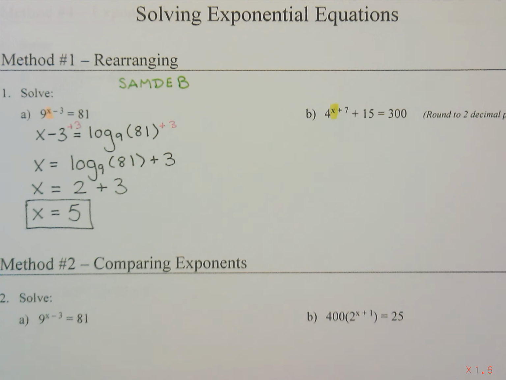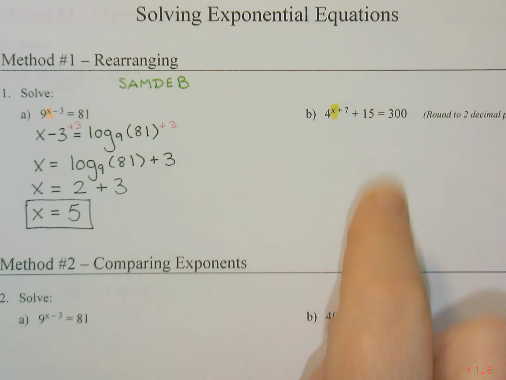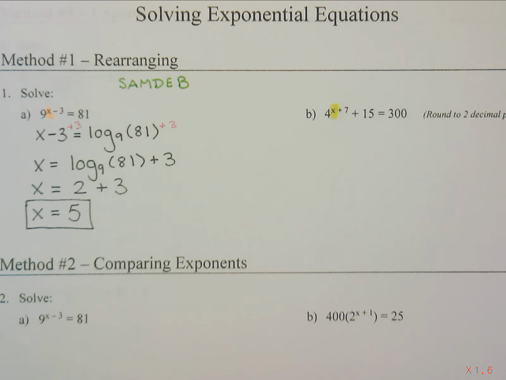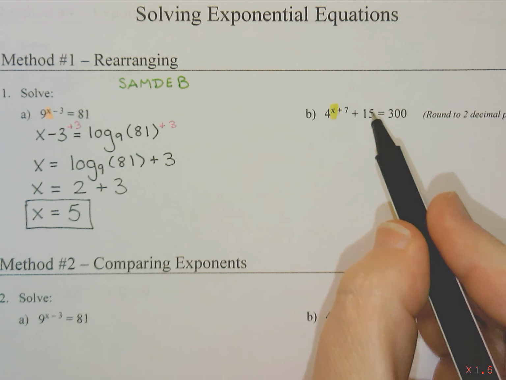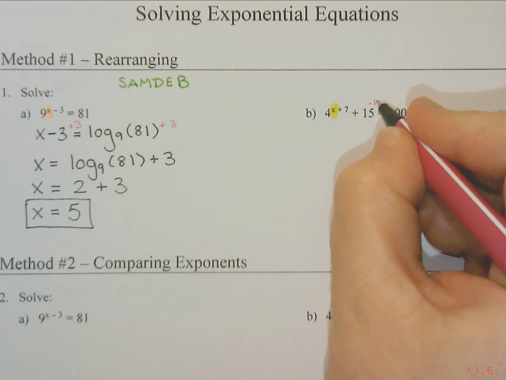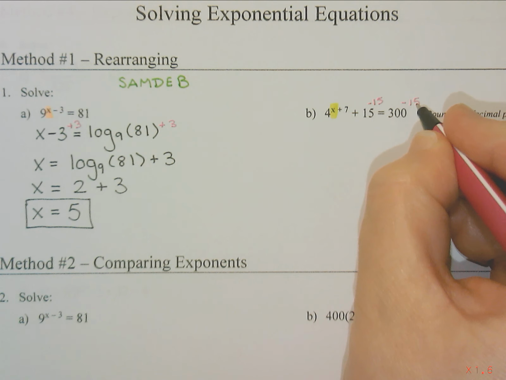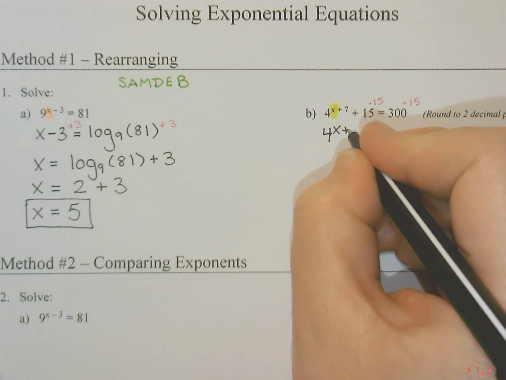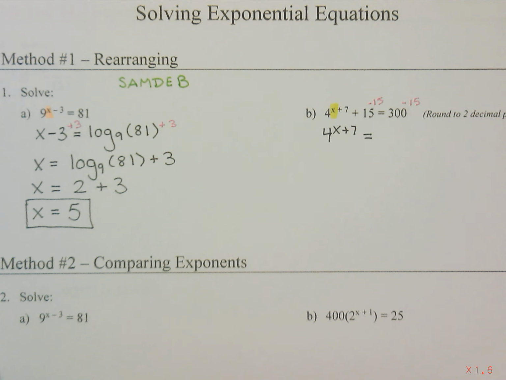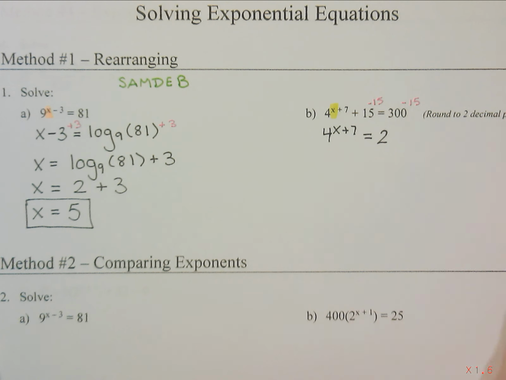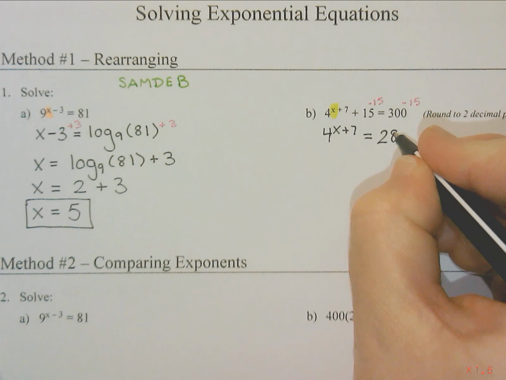Okay, so if we try to follow our reverse order of operations, the first thing I would do is try to move any addition or subtraction. I can't touch the addition in the exponent because it's in the exponent, but I can deal with that plus 15 at the end, and I can do the opposite and subtract 15 from both sides. So I'm going to get 4 to the power of x plus 7 equals 300 take away 15, which is 285.